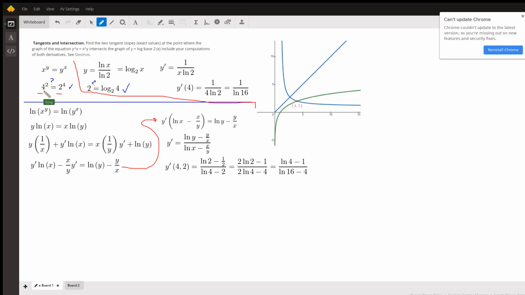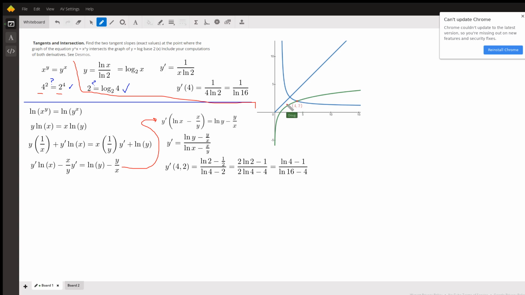But here's kind of proof that the point (4, 2) works for both of these relations. So 4 to the second, does that equal 2 to the fourth? Yeah, 16 equals 16. And does 2 equal the log of 4 base 2? Yes, because 2 times 2, or 2 squared, I should say, is 4. So (4, 2) indeed is the point of intersection.